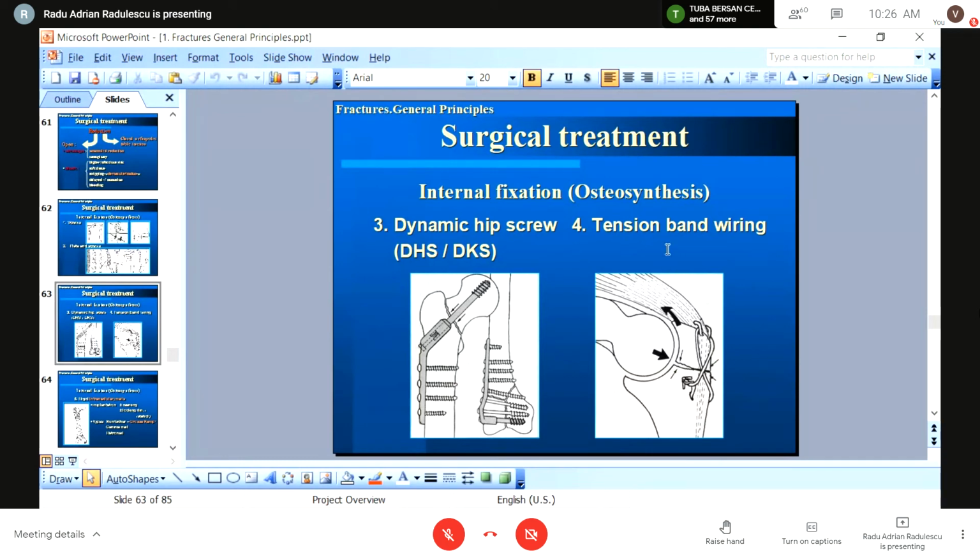So these tension band wirings are composed of 2 K-wires fixing the fragments together with a wire loop in the form of a figure 8. So this type of fixation will also be explained again when we speak about the olecranon fractures or the patellar fractures.